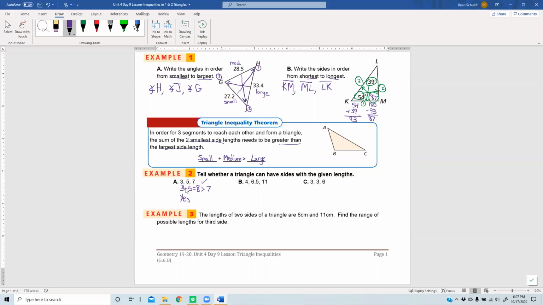Now, let's look at the next one. Here's my small and medium side, so I'm going to have to do 4 plus 6.5. That's going to give me 10.5. How does it compare with 11? Which one's bigger? 11 is bigger. Uh-oh. Can we have a triangle if the large is bigger? No.